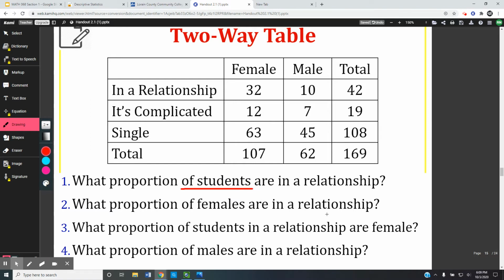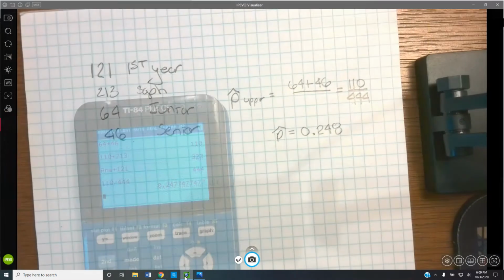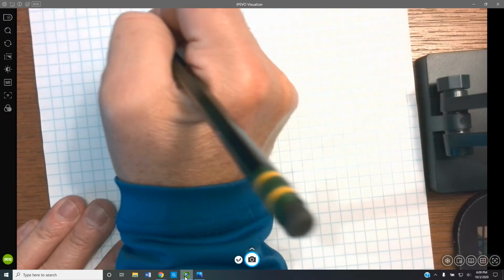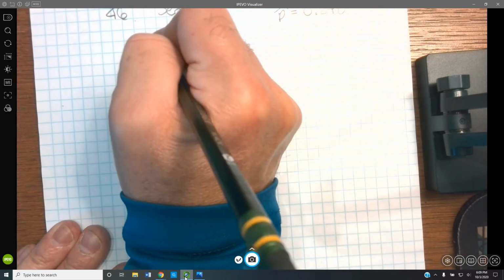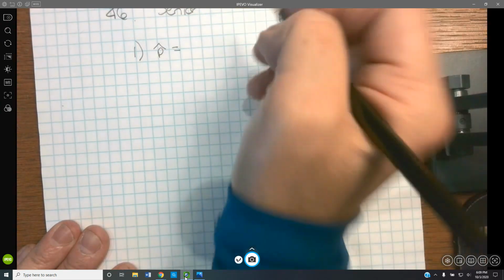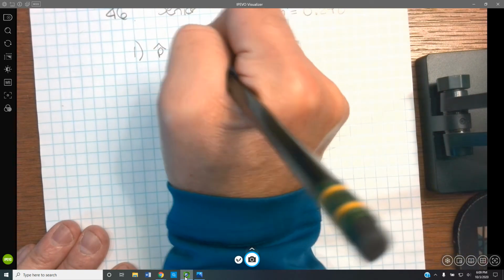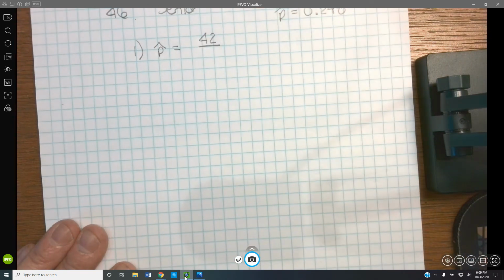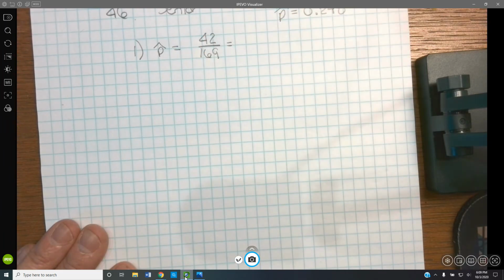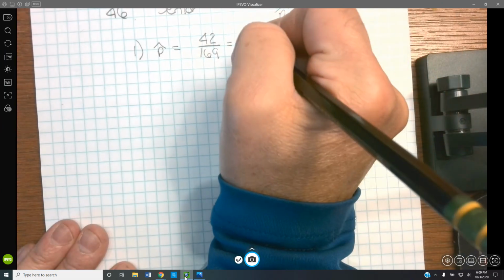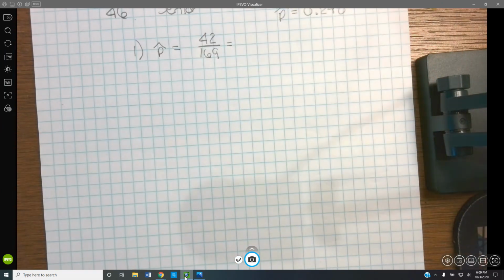There are 169 students. There are 42 of them who are actually in a relationship. So when I'm looking at a p-hat value for what we're speaking of, we're finding the intersection for number one. We're finding the p-hat value of the numerator, those in a relationship, compared to all of the students, those in the group, because it said of students.